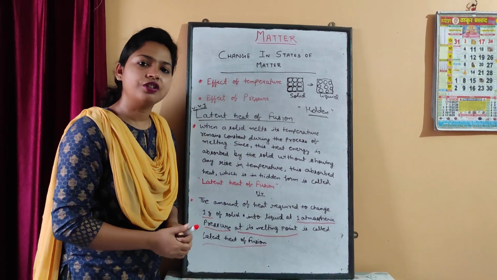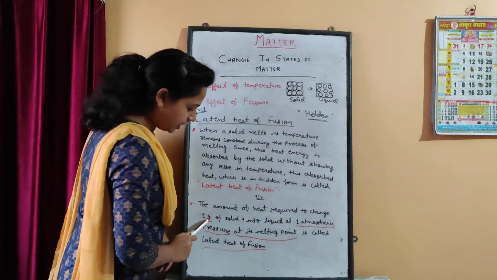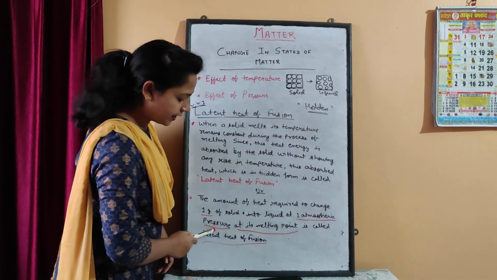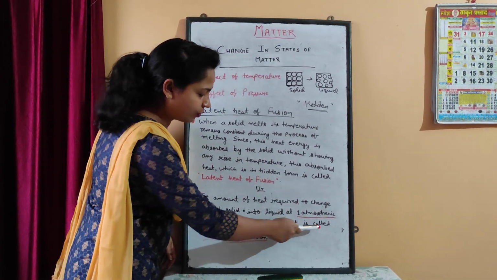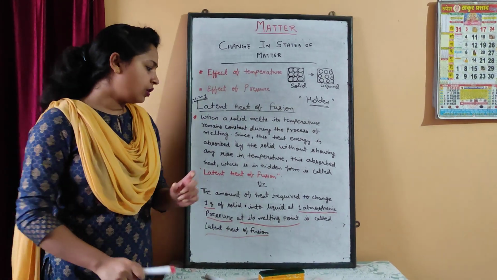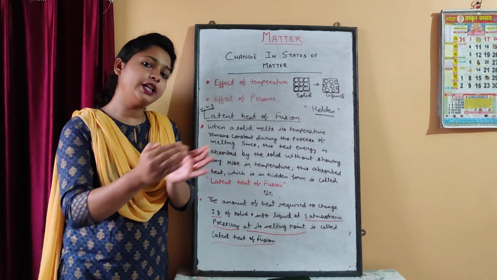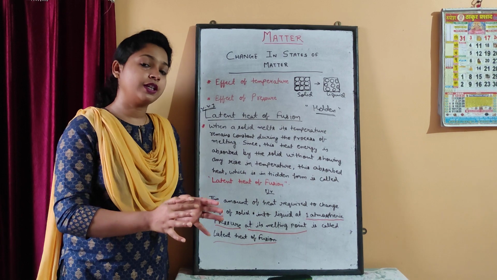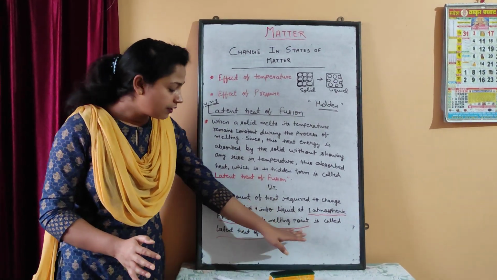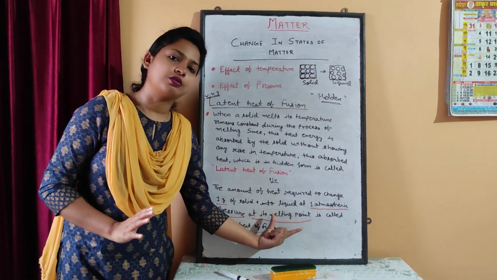If you come to the definition part, it is the amount of heat required to change 1 gram of solid into liquid at 1 atmospheric pressure at its melting point is called latent heat of fusion. Clear? Means heat energy which is required to convert 1 gram of solid into liquid at 1 atmospheric pressure at its melting point. Now this is a very important term. If you forget to write this melting point, you will lose your marks.